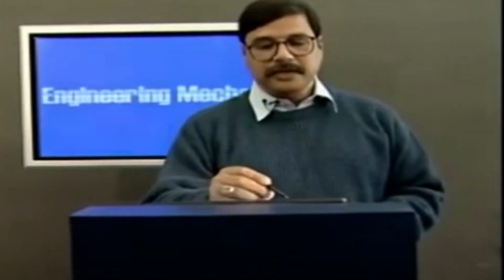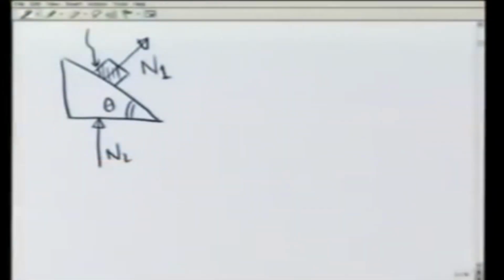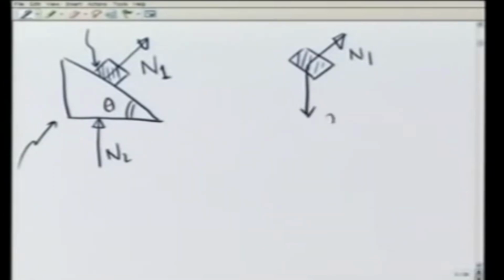The next step in our strategy is to make free body diagrams for all the moving parts of the system. There are clearly two subsystems here, one the block here, the other the wedge here. For the block, the free body diagram would give a force N1 acting in this direction and its own weight pulling it down. I remind you once more that the free body diagram means I isolate the system and represent all the constraints by the forces of constraint.